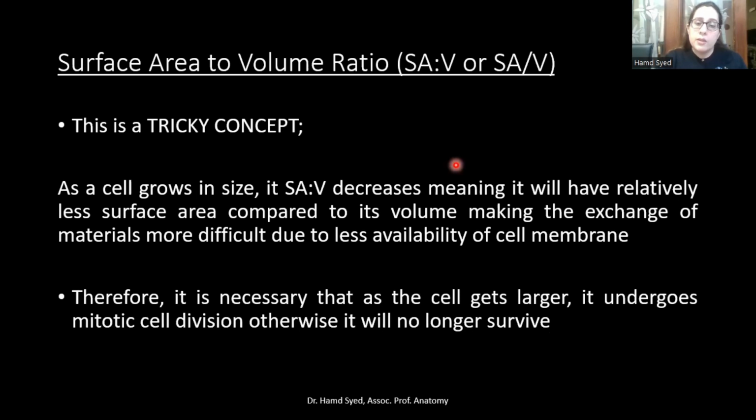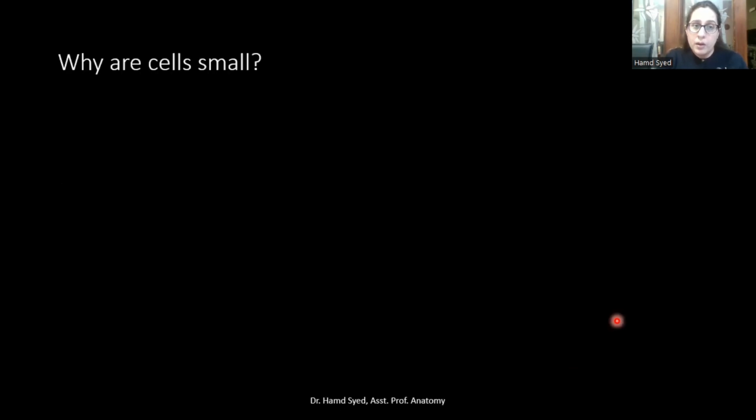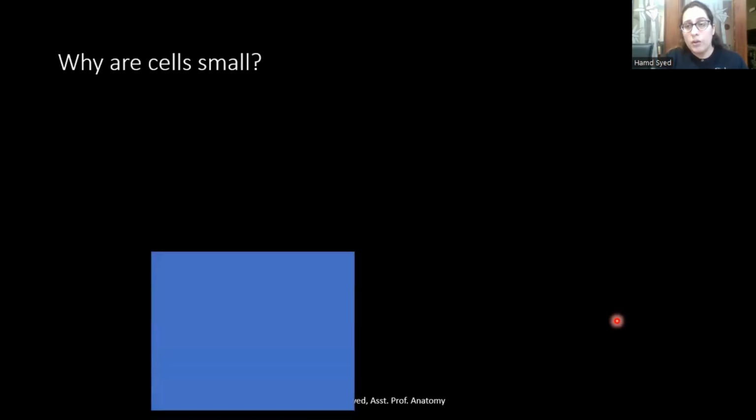So it is necessary that as the cell grows, as it gets larger, it should also undergo a division, a mitotic cell division, otherwise it will no longer be able to survive. So this is why cells divide, and this is why cells are small.